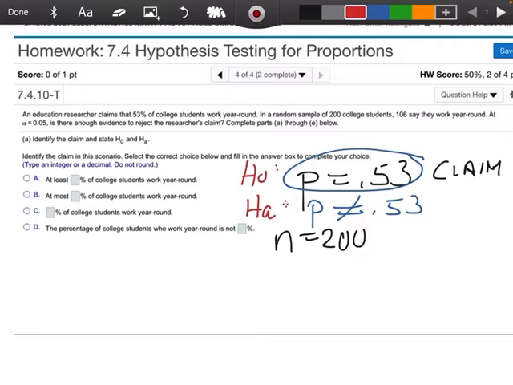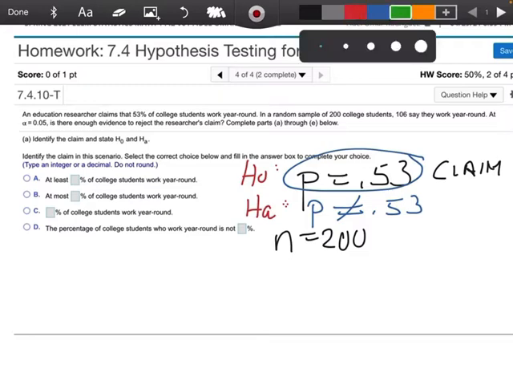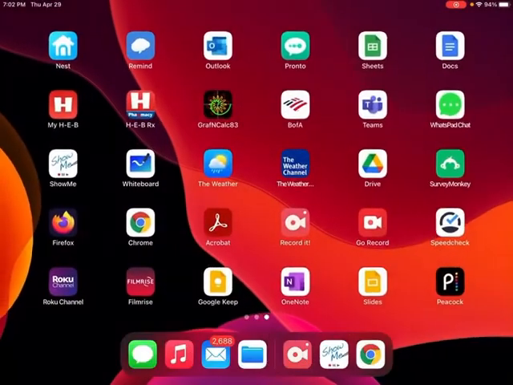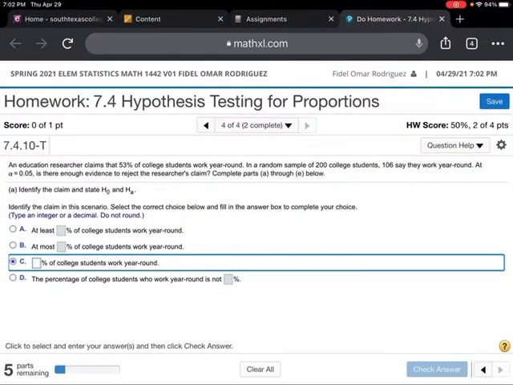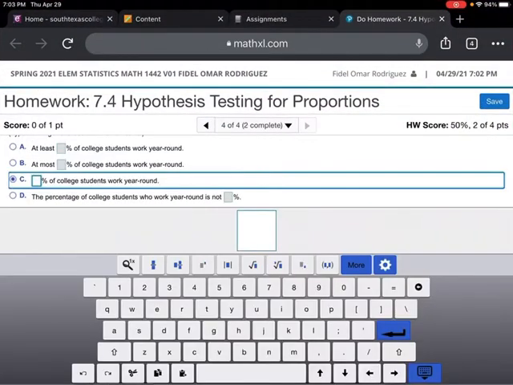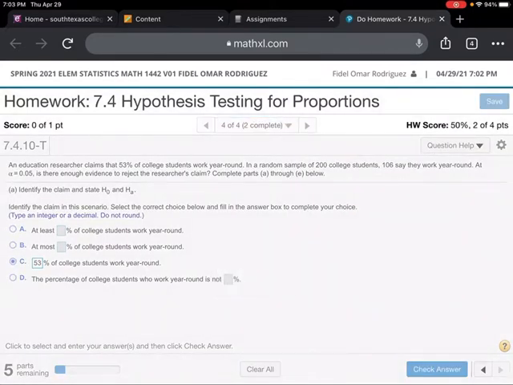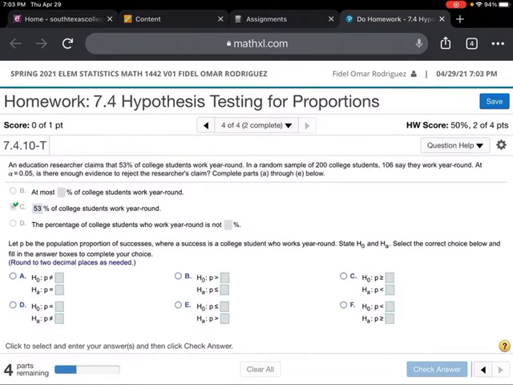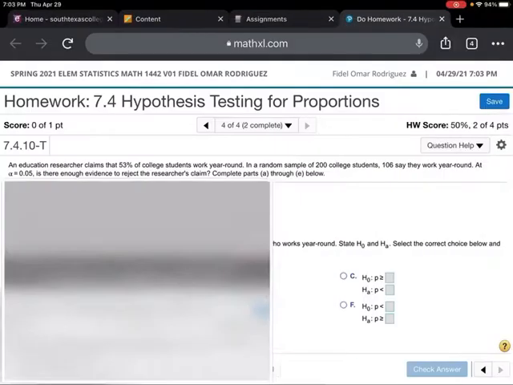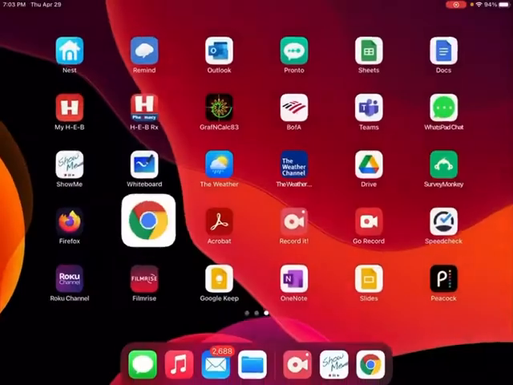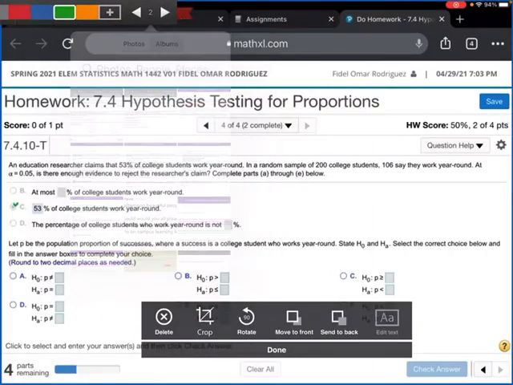So now I'm going to go ahead and look at the claim. It says identify the claim in the scenario. So I'm going to choose C, saying that 53% work year-round. Now, so you can know that I'm not playing games with you guys here, I'm going to enter in those numbers, and we're going to check our answers as we're going through. Perfect. Okay, now I'm going to answer the second part to the question.